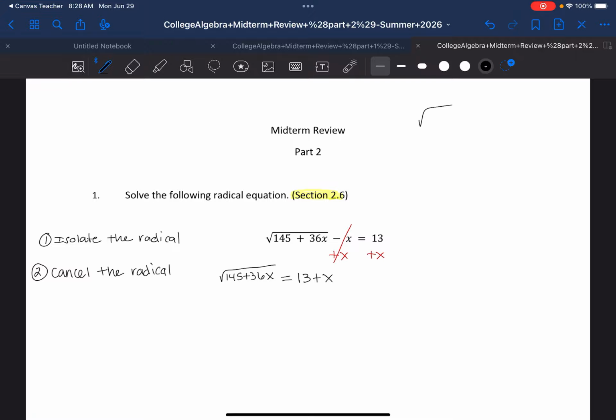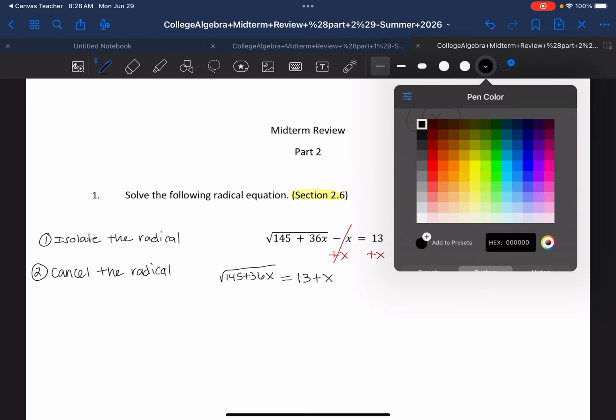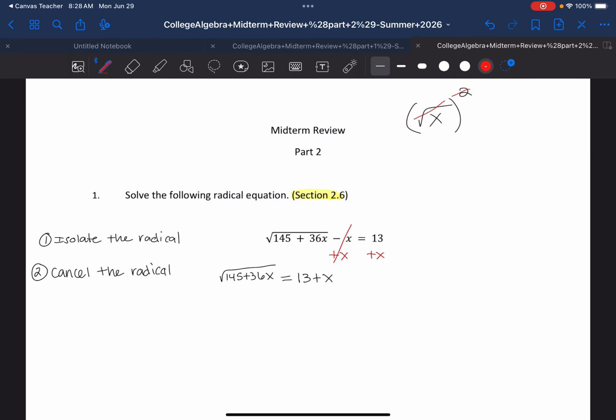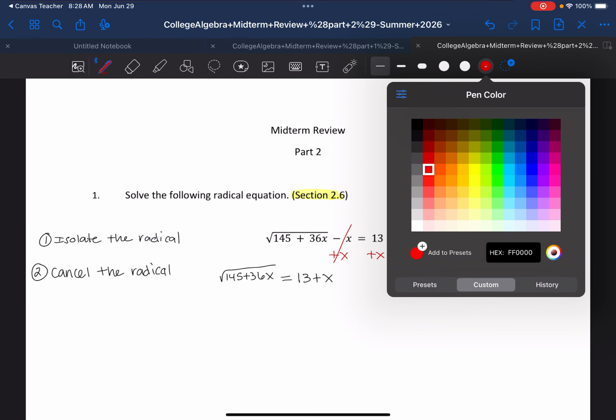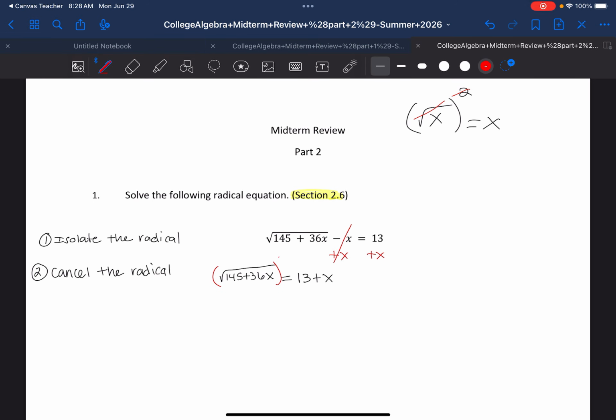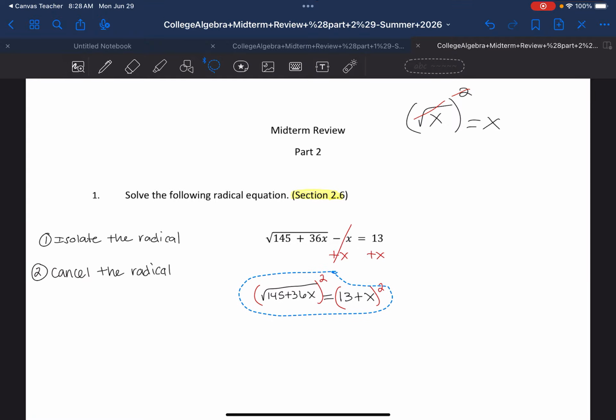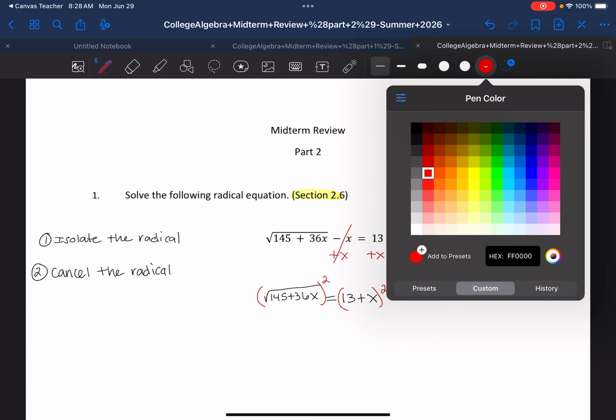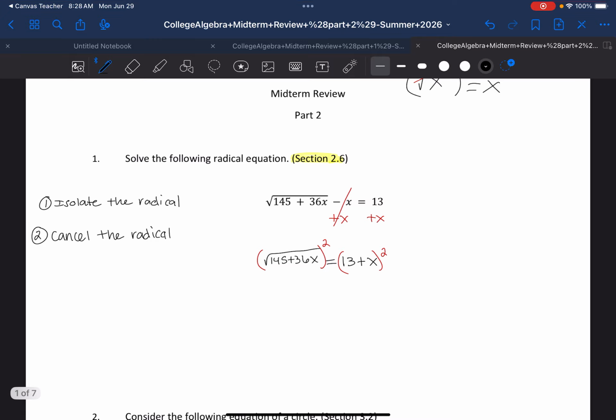if I have the square root of anything, and I square it, those two operations are inverses of each other, so they cancel each other, and it'll just leave me with what's underneath the square root, which is x. So to cancel a square root, I just square it, raise it to the power of 2, but then I have to do that to the other side as well. So again, that will cancel that radical on the left, so it leaves me with what's underneath, which is 145 plus 36x.